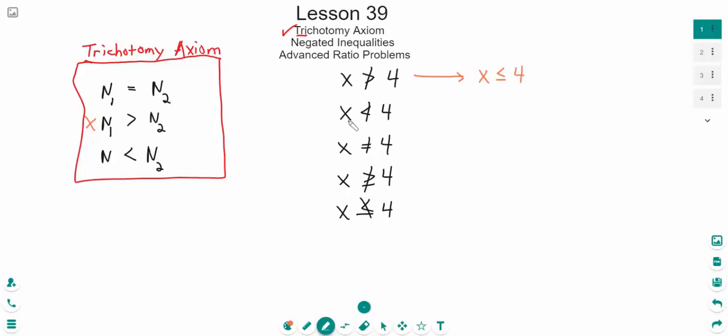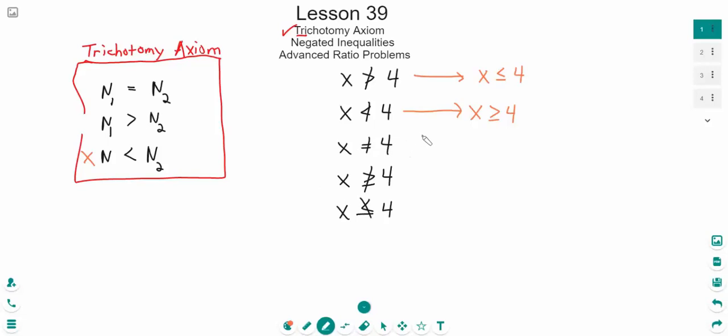So this one is saying x is not less than 4. Well, then how could we rewrite that without the slash? Well, we could say x is, if it's not less than, then it's not this one, but it could be either of the other two, right? And therefore, it could be greater than or equal to 4.